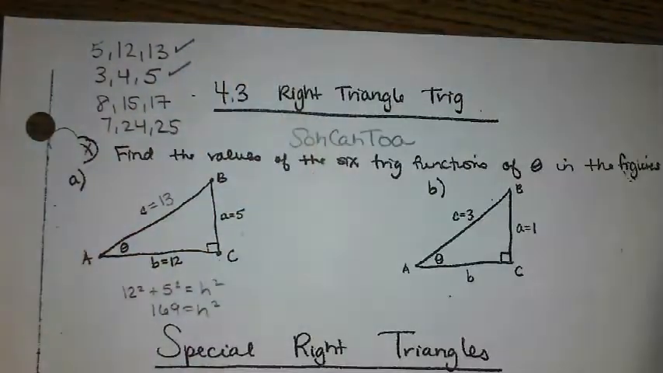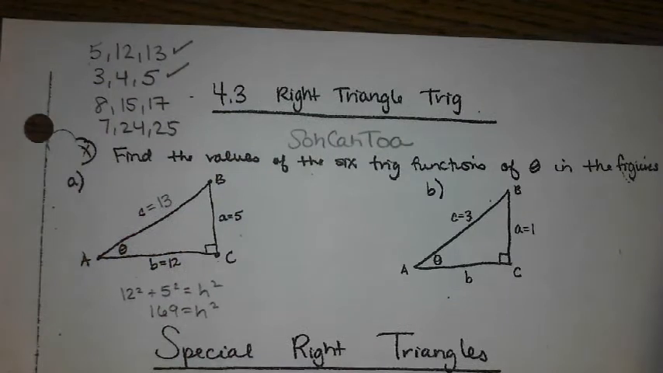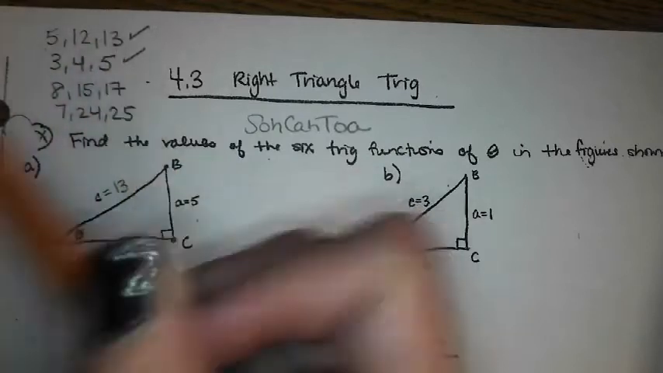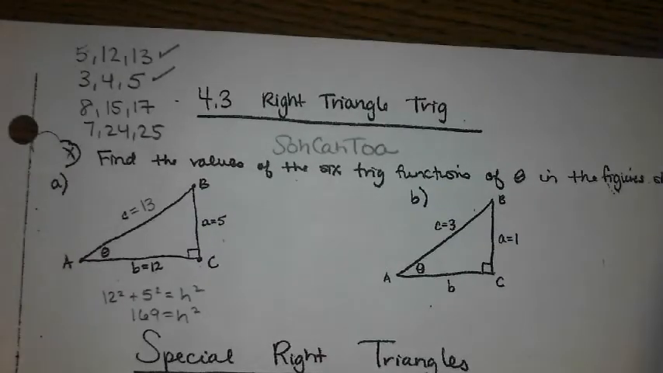Really, honestly, those two are the most common ones. Isn't it any multiple of those? Yes, yep. So we would talk about the 5, 12, 13 right triangle family, which would be 10, 24, 26, and so on. I already mentioned that.